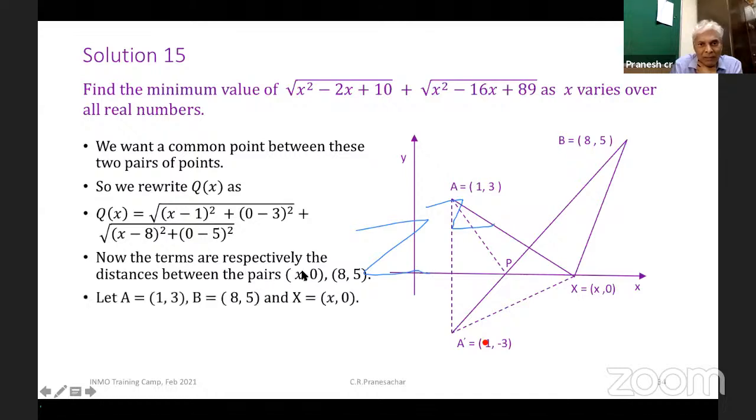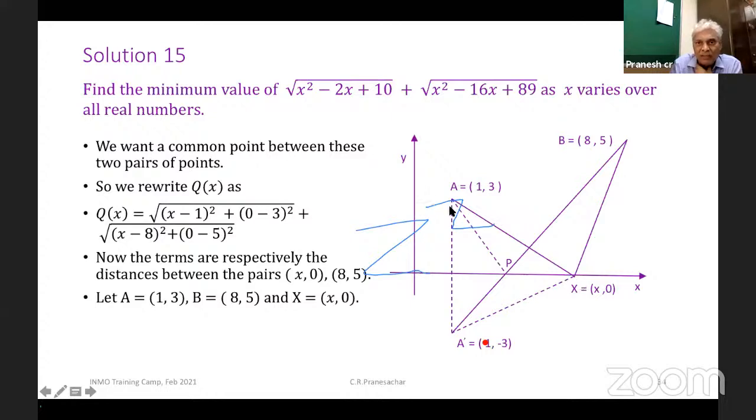Well, between the pairs, let me look at the first term, which is the distance between x0 and (1, 3). The second one is between x0 and (8, 5). So what is the common point here? x0 is the common point. So now we plot it in the coordinate plane.